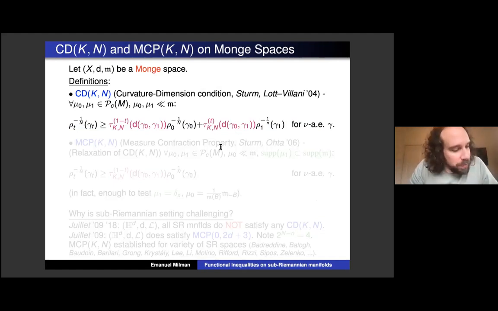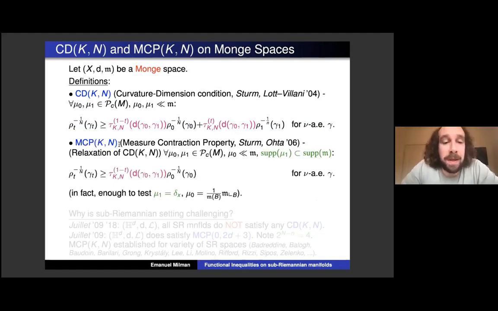Another condition which I'm going to need is a slight relaxation of this condition, which was introduced a few years later by Sturm and, independently, Ohta. This is the measure contraction property, MCP(K,N). What is this? Very simple to explain. You see, in the previous definition, we had two terms on the right side. So what we do is we simply remove the second term. Let's just throw this second term, this guy, away. So this is just a weaker requirement.